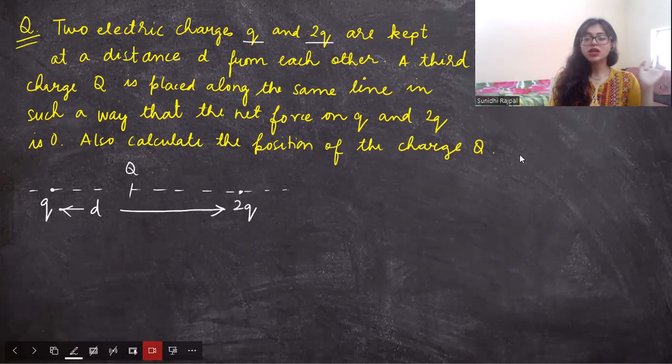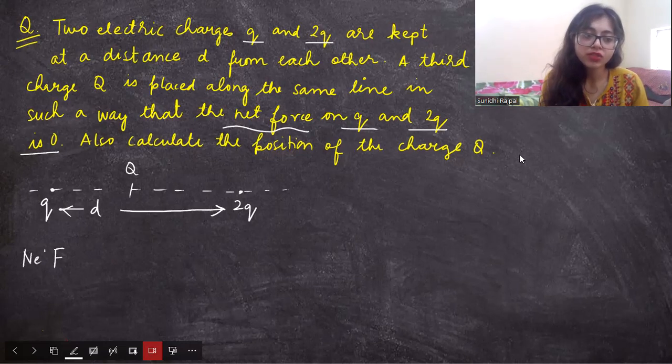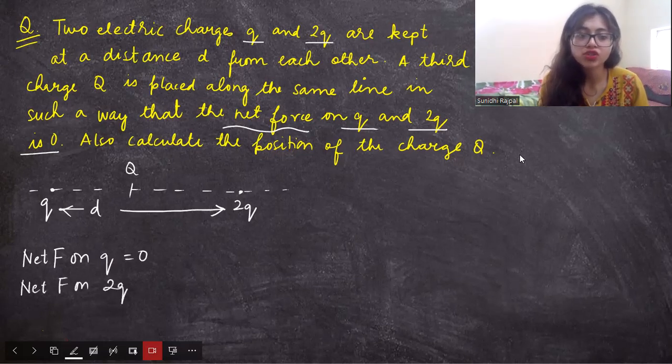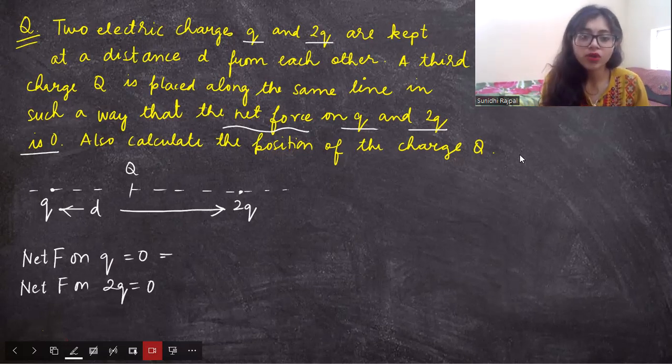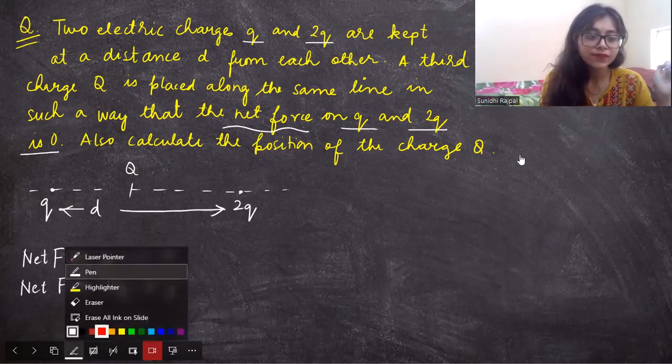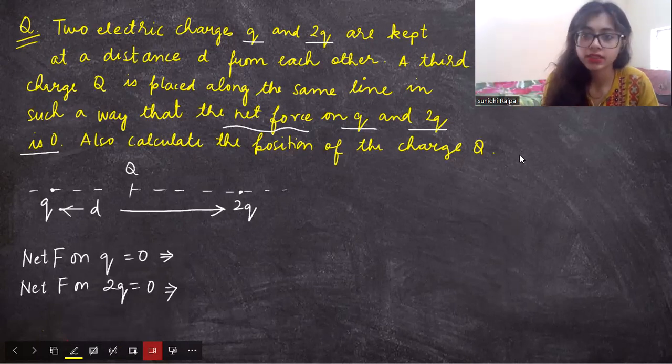So I'm putting the charge capital Q in such a way that the net force on Q and 2Q is 0. So that means the net force on Q is equal to 0, and similarly the net force on 2Q is equal to 0. So now let us see from this what do we get, and what do we understand. Okay, so first of all, सबसे पहले आपको क्या करना है, आपको सबसे पहले देखना है कि what are the forces which are acting in the system, right?